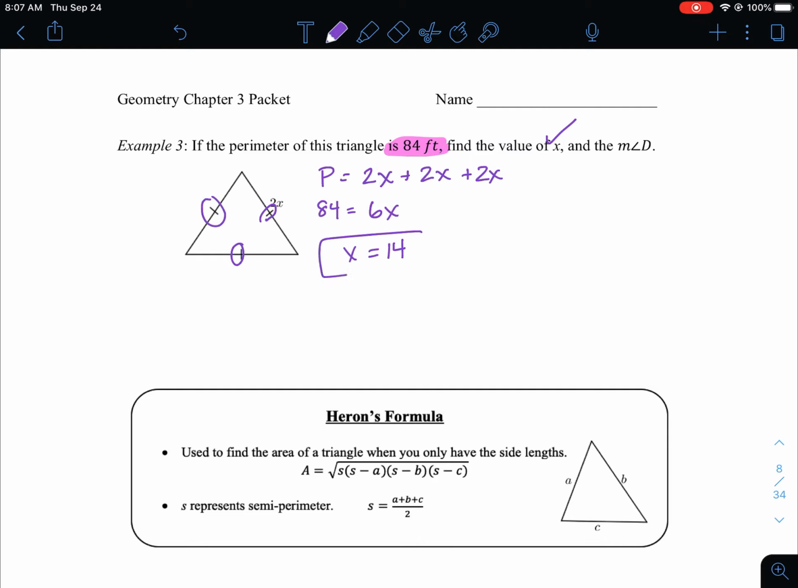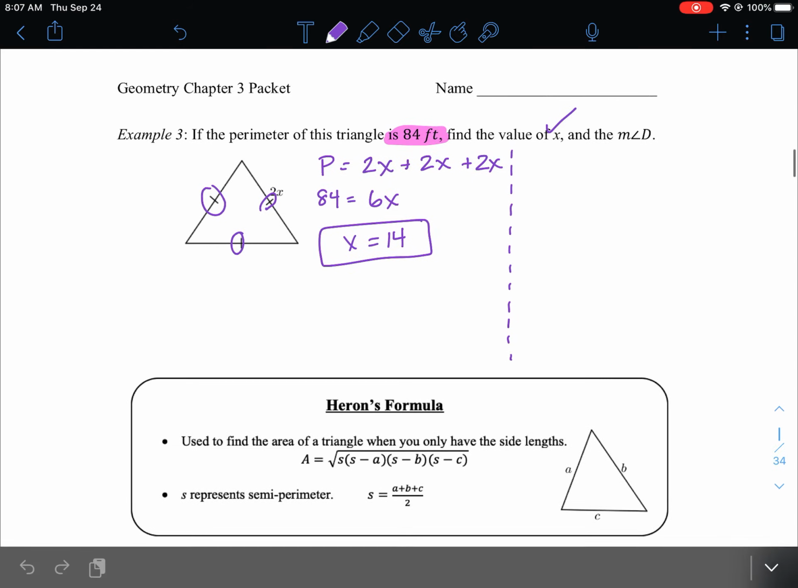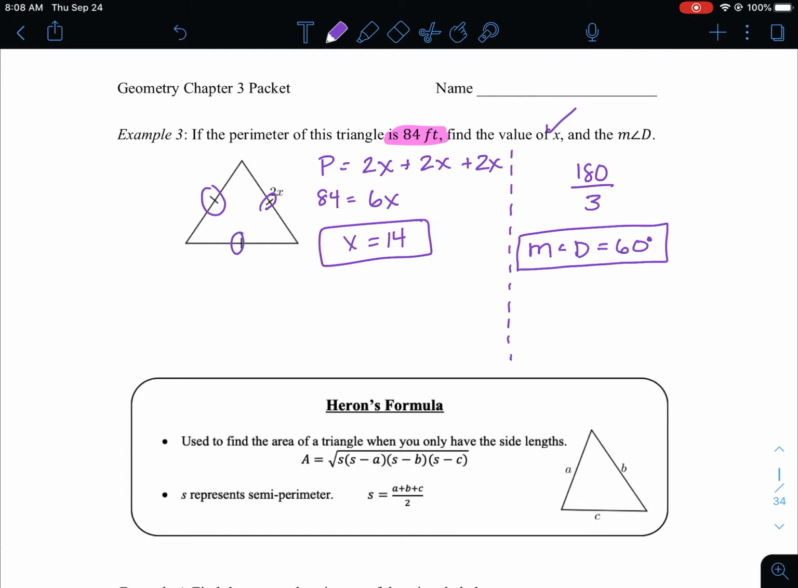Now they're asking us to find D. This is sort of a little side note; we will get into this in a lesson or two. The sum of all of the angles of a triangle is 180. Since this is an equilateral triangle, all the angles are equal, so we take 180 and divide it by 3. The measure of angle D is 60 degrees. In every equilateral triangle, every angle measure is 60 degrees.